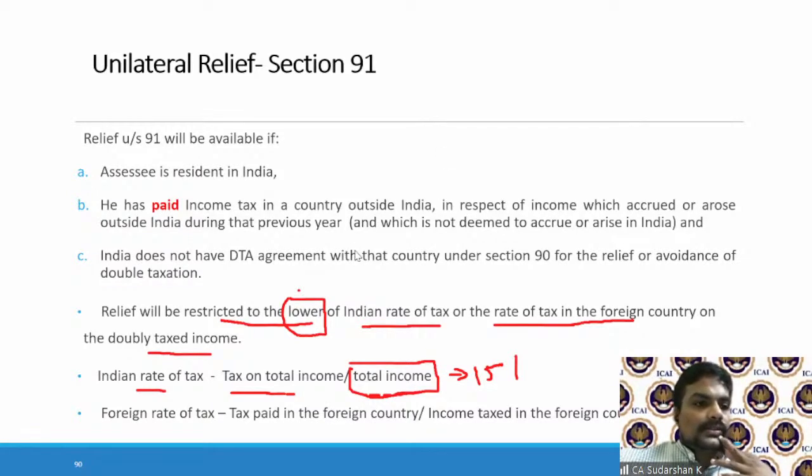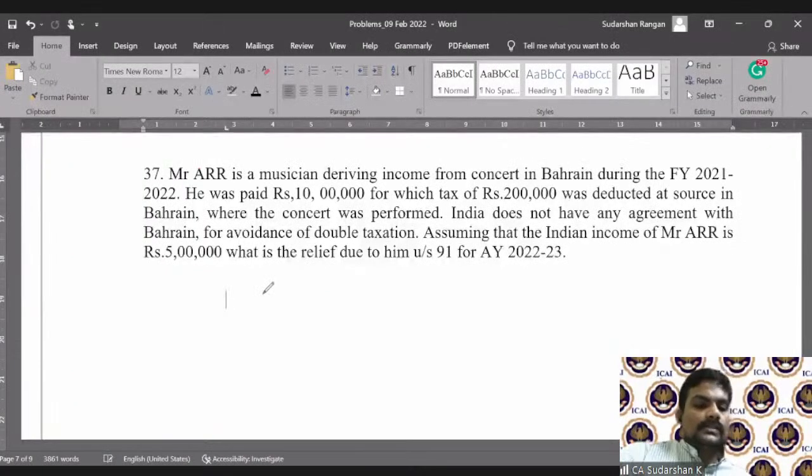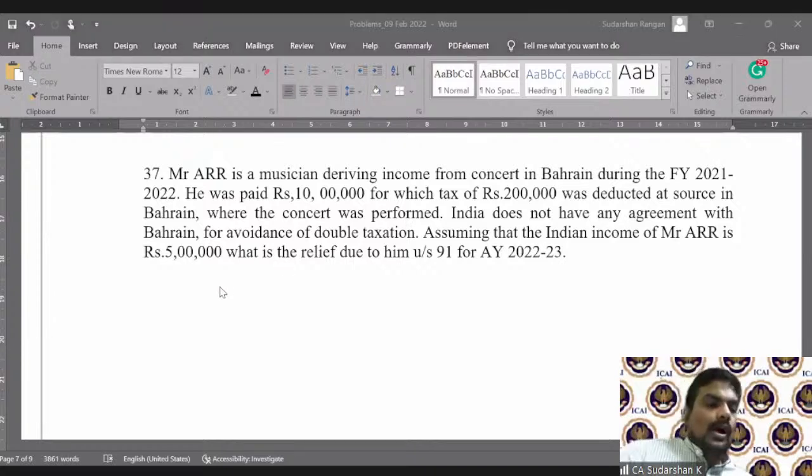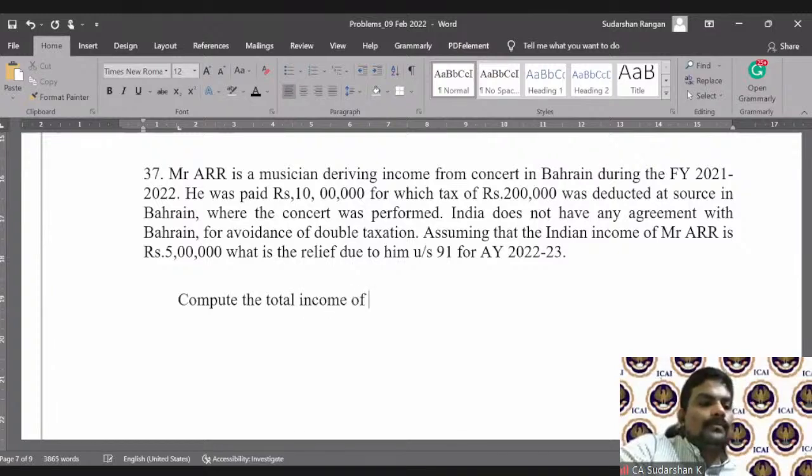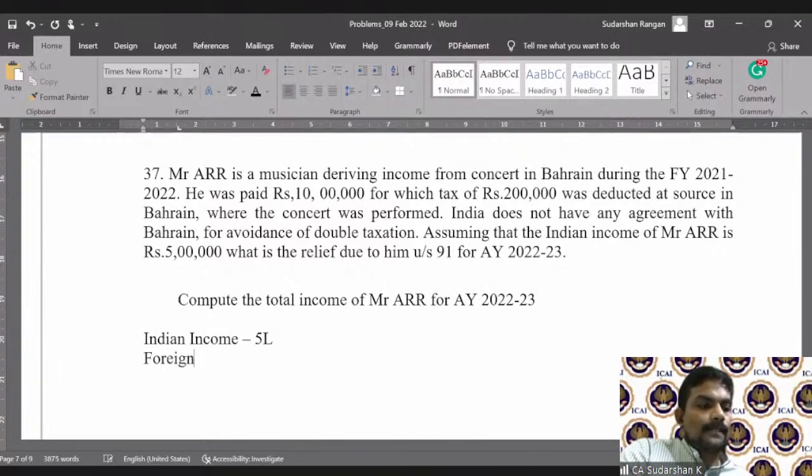Now you will understand this better. Now let's see how to go about it. First, let's compute the total income of Mr. ARR. His India income is 5 lakhs. His foreign income is 10 lakhs. So total income works out to 15 lakhs.